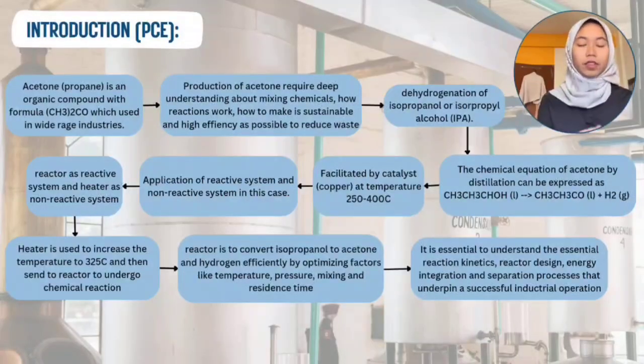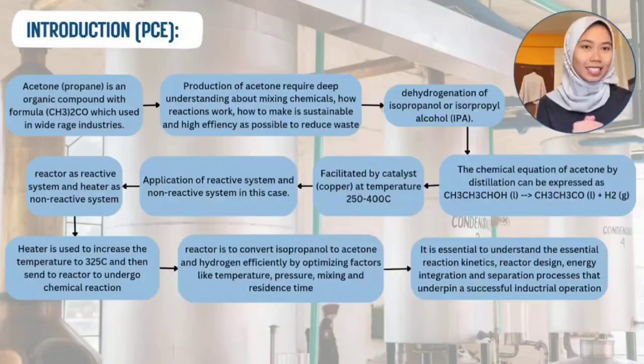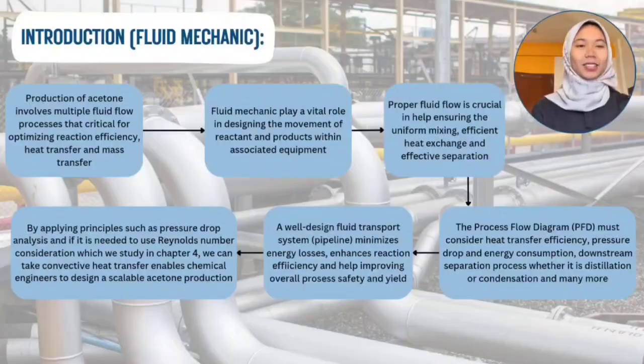In this case study, the function of heater is to increase the temperature of the chemical substance, which is next sent to the reactor to undergo the next process. And then the function of reactor is to change the isopropanol to acetone, and also we will have hydrogen as our co-product. So here is the explanation in terms of fluid mechanics.